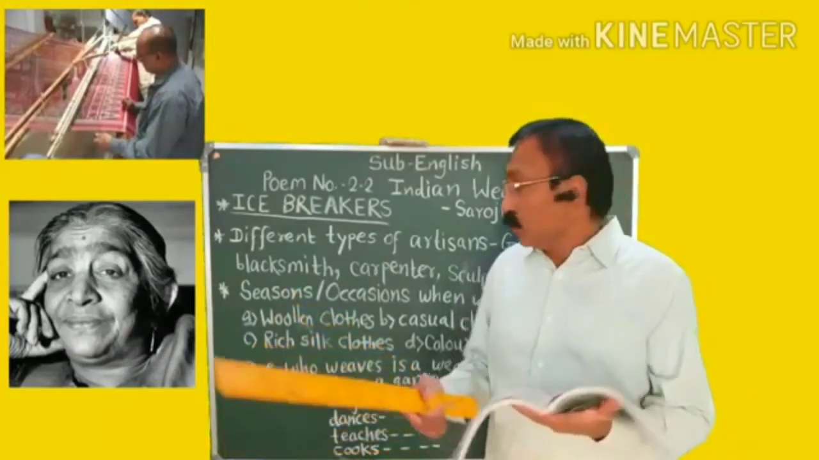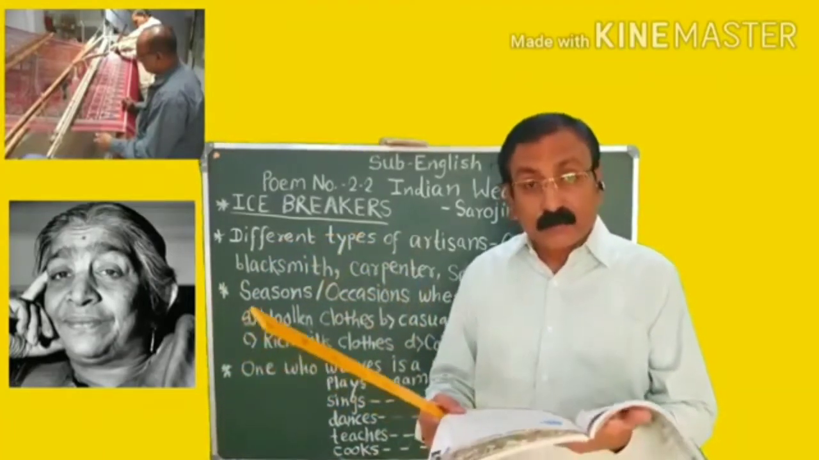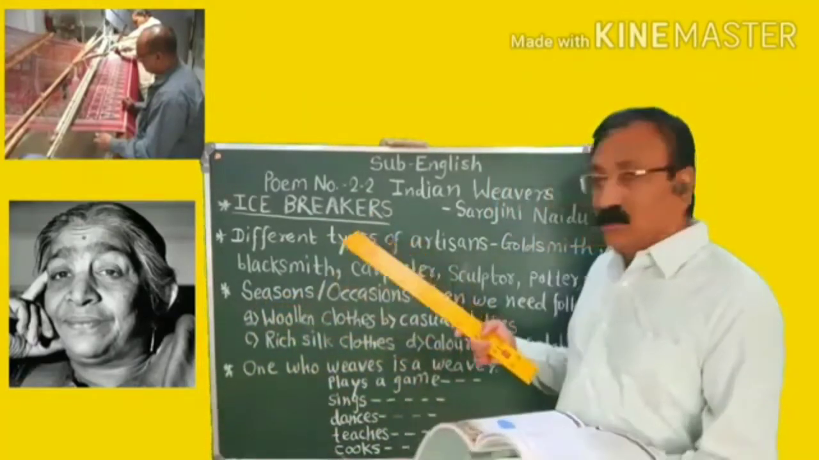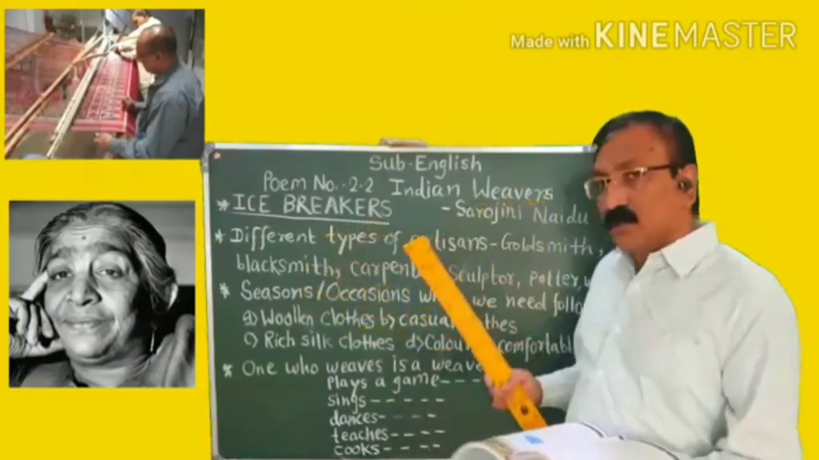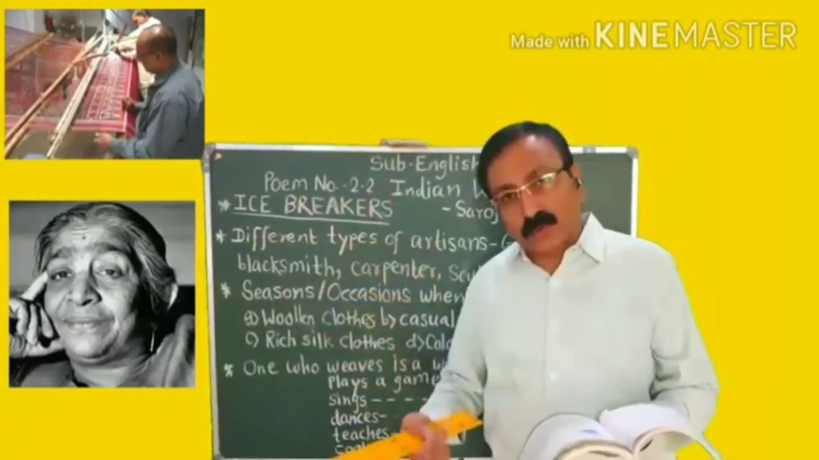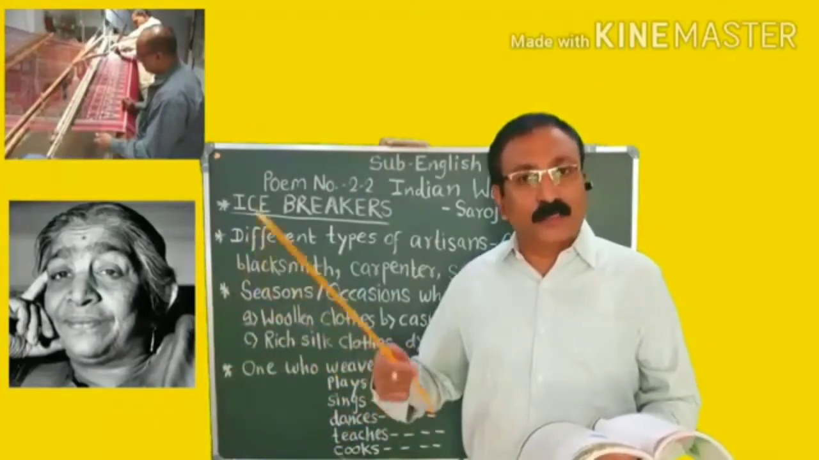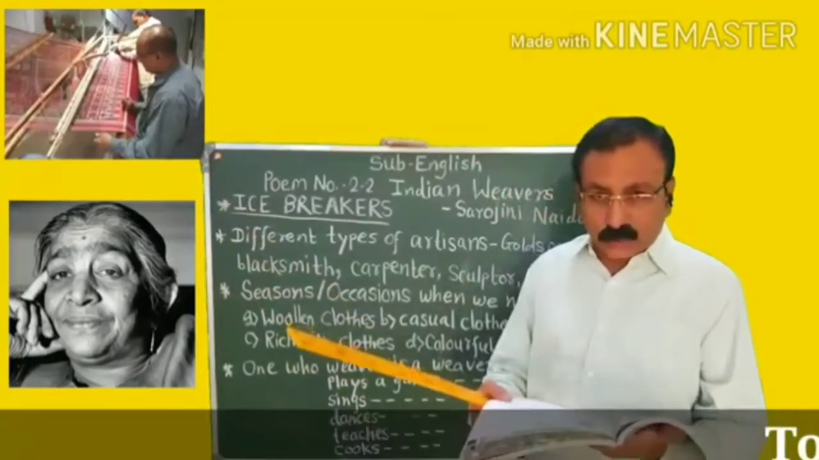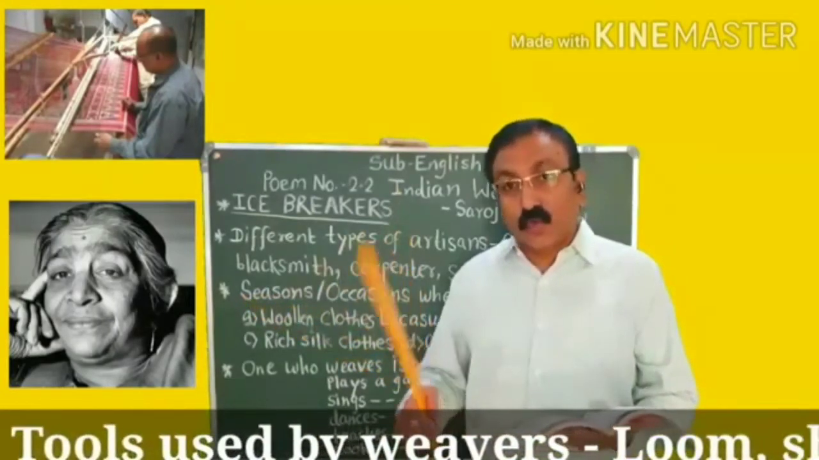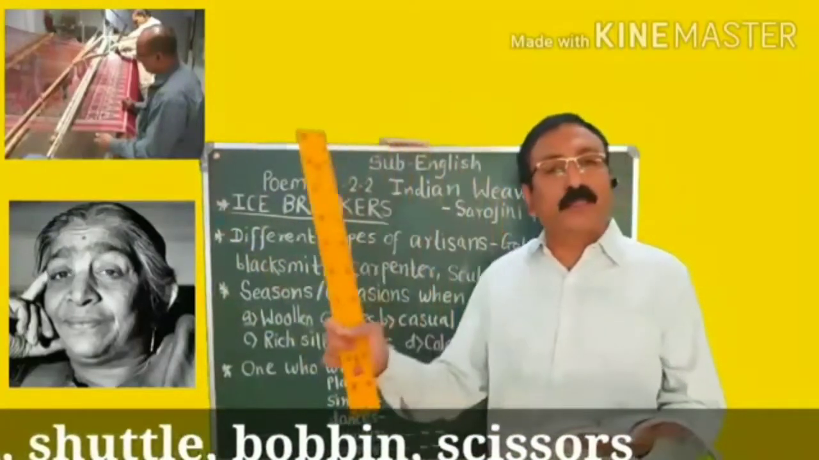The next activity given in the icebreaker section in the textbook, I read the activity: Name some tools used by the weavers. As the title of our poem is Indian Weavers, these weavers weave fabric, clothes. But when they weave clothes, they use different kinds of tools. So which are these different tools used by the weavers? The first tool is already given in the textbook, loom. So you just think what might be other tools used by the weavers to weave fabric or clothes.